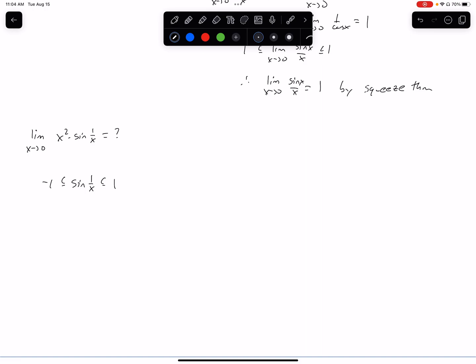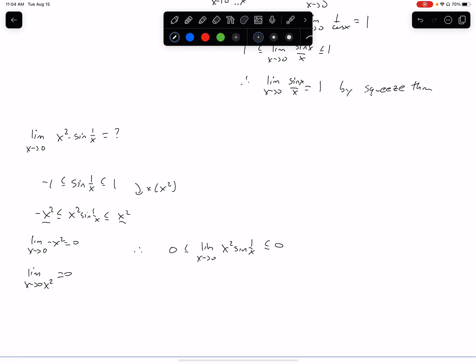So if I now multiply everything by x squared, I would get negative x squared less than or equal to x squared sine of 1 over x less than or equal to x squared. And now I take the limit. Well, the limit as x approaches 0 of negative x squared is 0. And the limit as x approaches 0 of x squared is 0. See, my ends, I know that those both equal 0. So therefore, I can now say the limit as x approaches 0 of x squared sine of 1 over x has to be between 0 and 0. So therefore, I can say that the limit as x approaches 0 of x squared sine of 1 over x is 0 by the squeeze theorem.